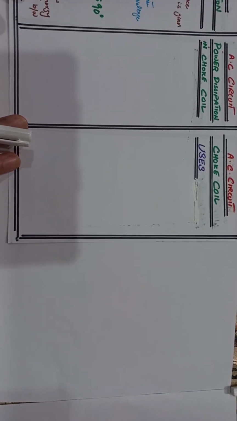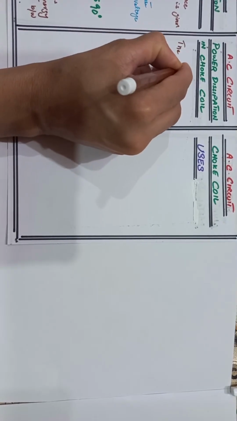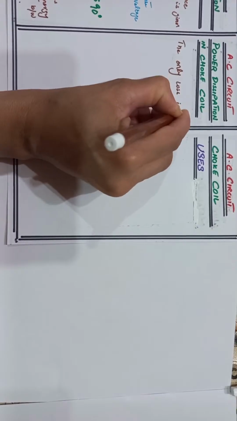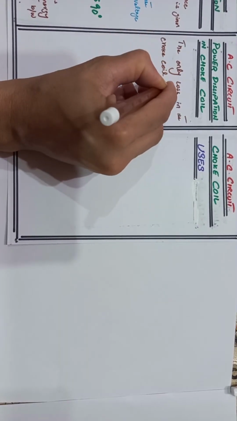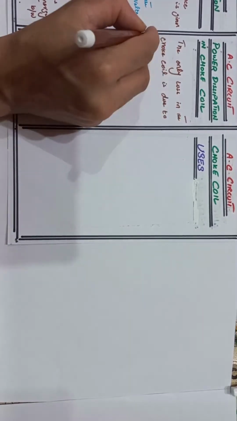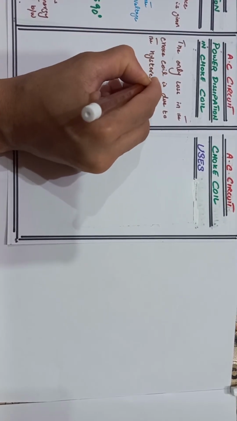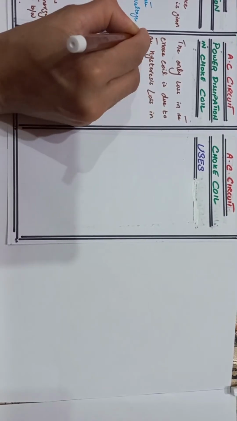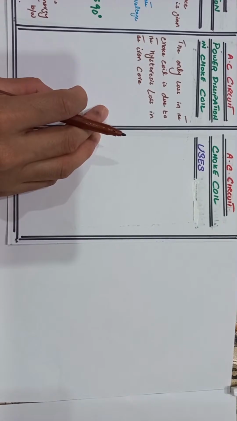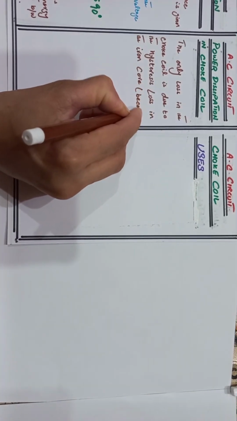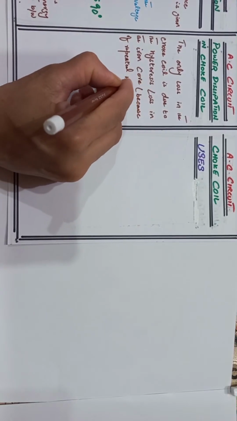Here we discuss another point. The only loss in the choke coil is due to hysteresis loss in the iron core because of repeated magnetization.